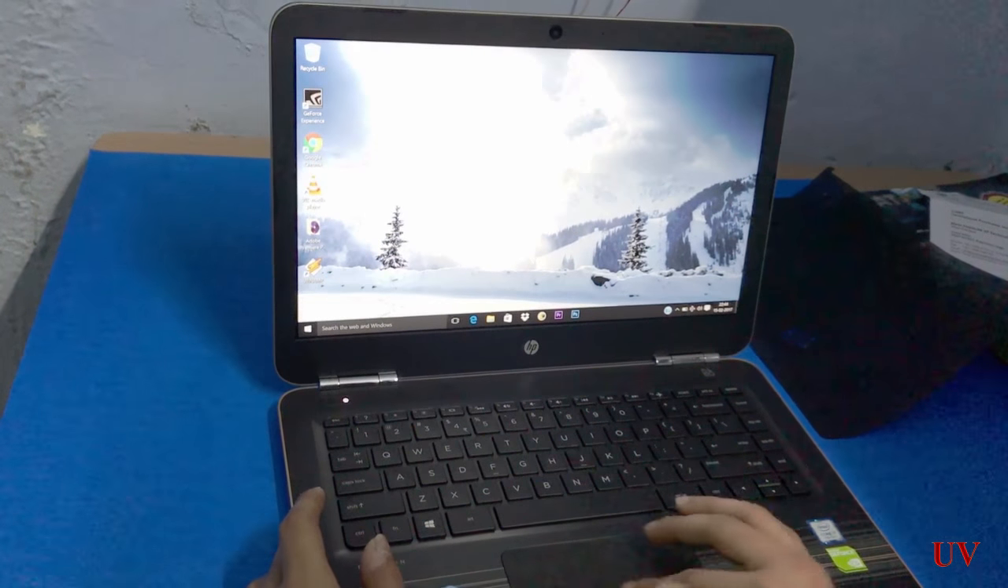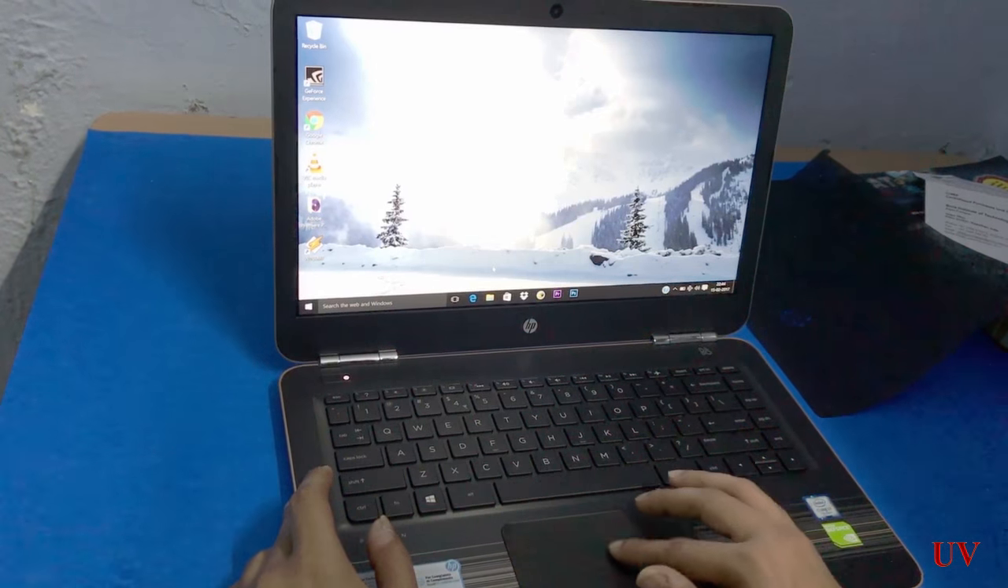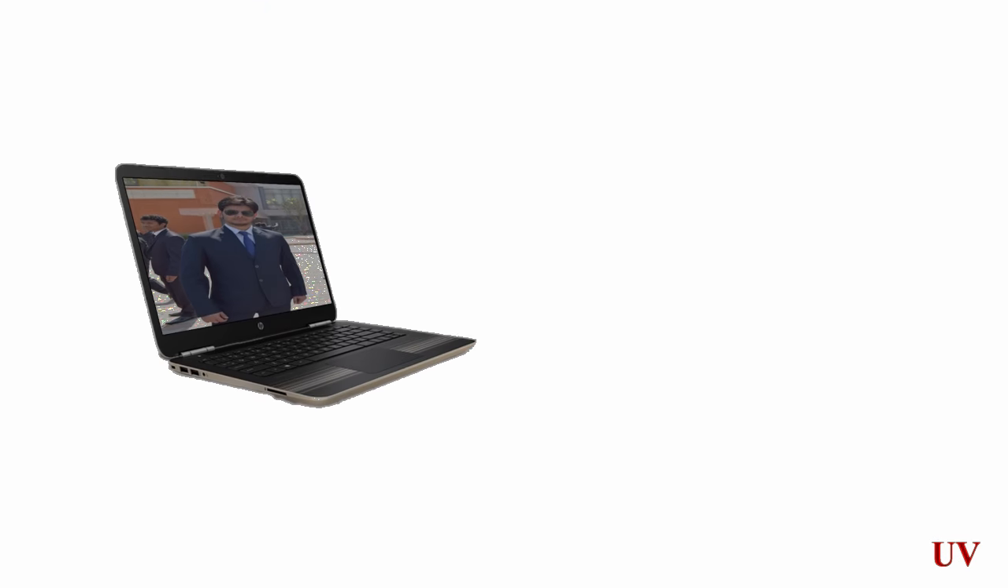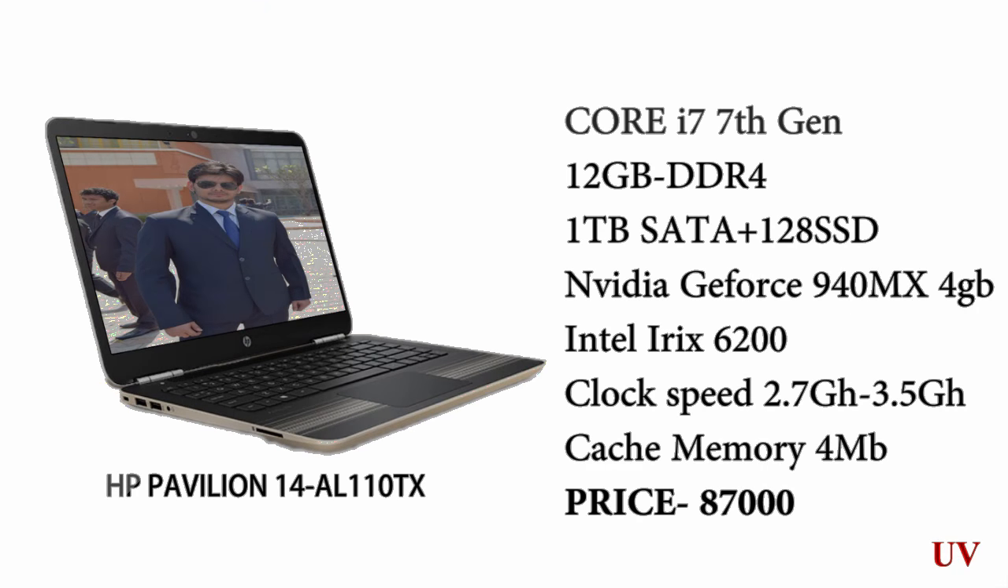Now we can also see some of the specs of this laptop. We know this is a Core i7 laptop, that's 7th generation. Also, it's having a processor of 2.7 GHz. It's also having a RAM of 12 GB, that too DDR4. It's having a 1 TB hard disk, also 128 GB SSD. That would help in its starting up early.